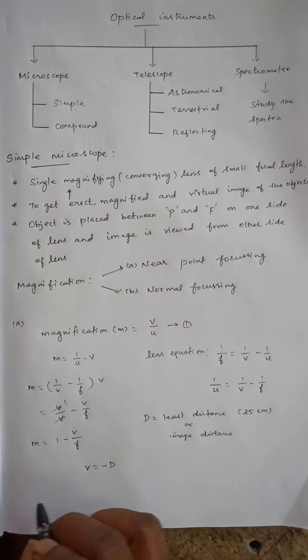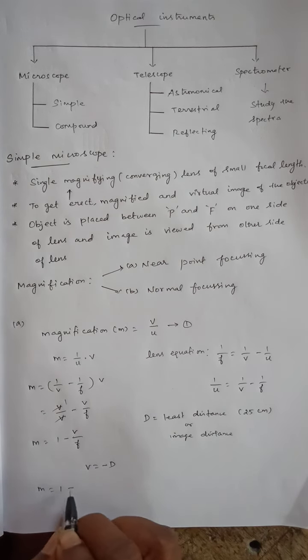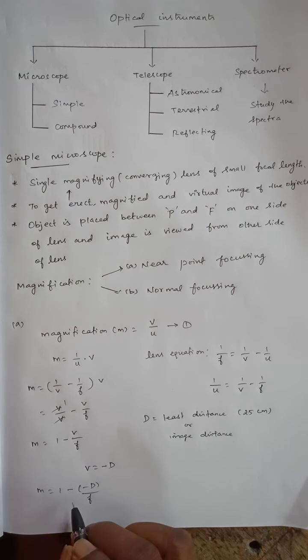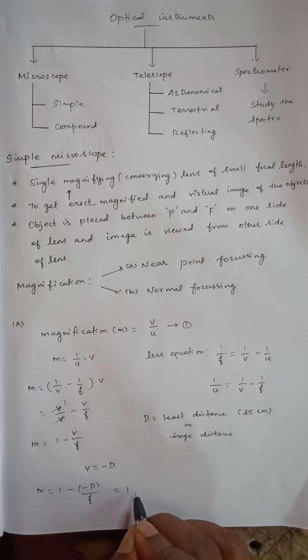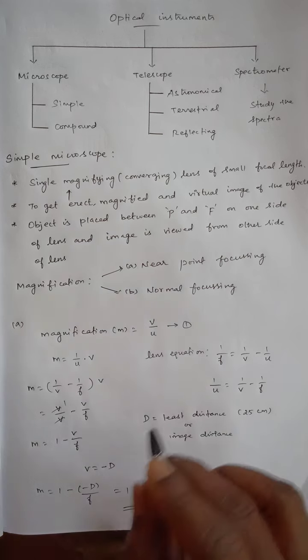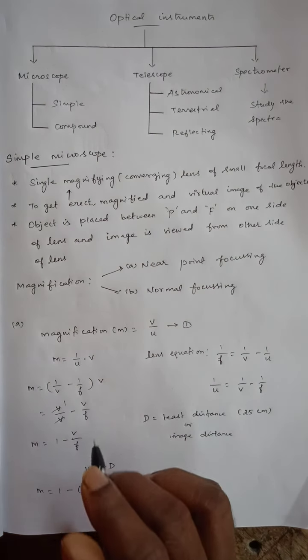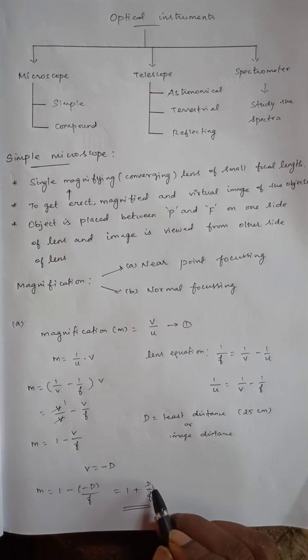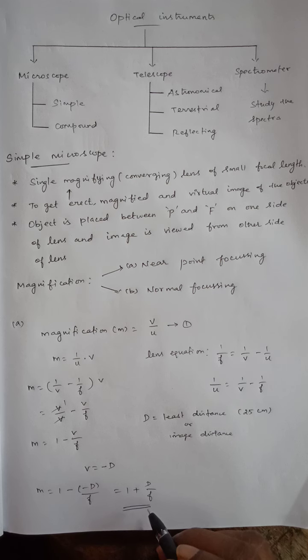So applying here, m is equal to 1 minus v by f, which is 1 plus d by f, since v is minus d. So this is the formula for the magnification in the near point focusing concept. Okay, d is the least distance, the value is 25 centimeter, where f is called the focal length of the converging lens we are using.